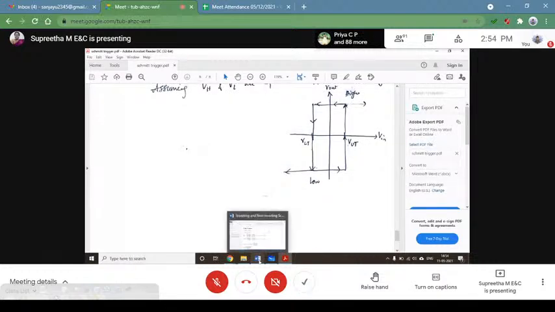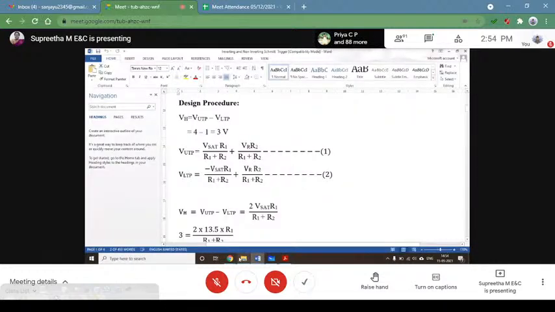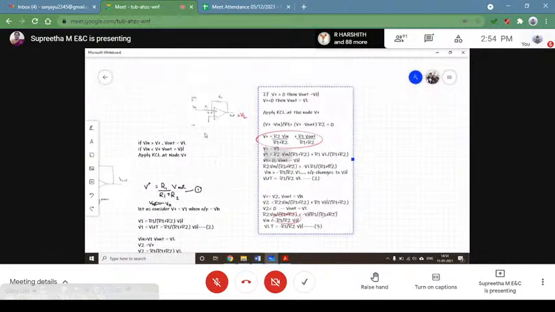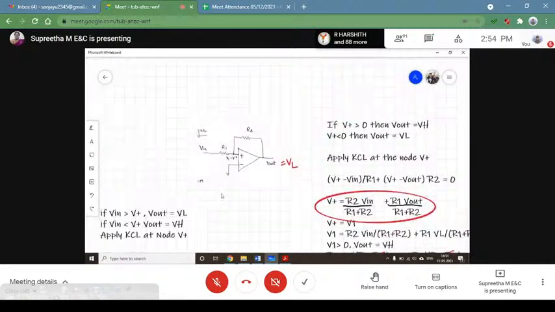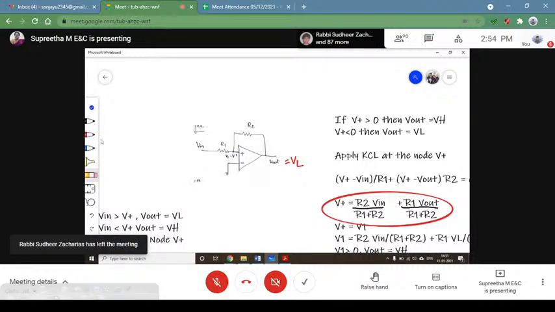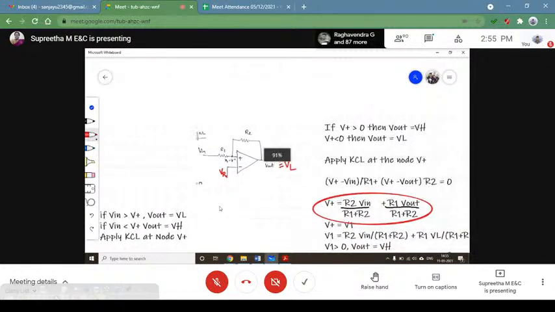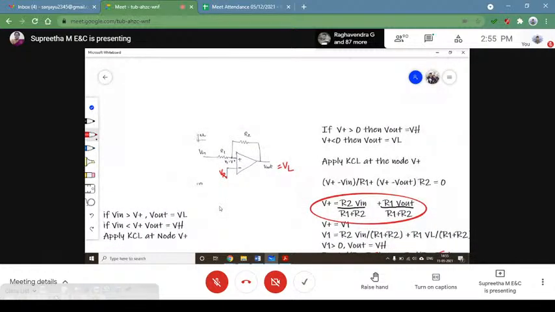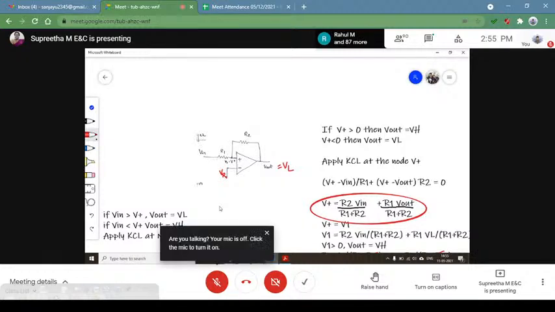Now, similar to this, here, instead of ground, take this voltage to be VR. And can you find out the expression for VUTP and VLTP as you did for the inverting Schmitt-Trigger?